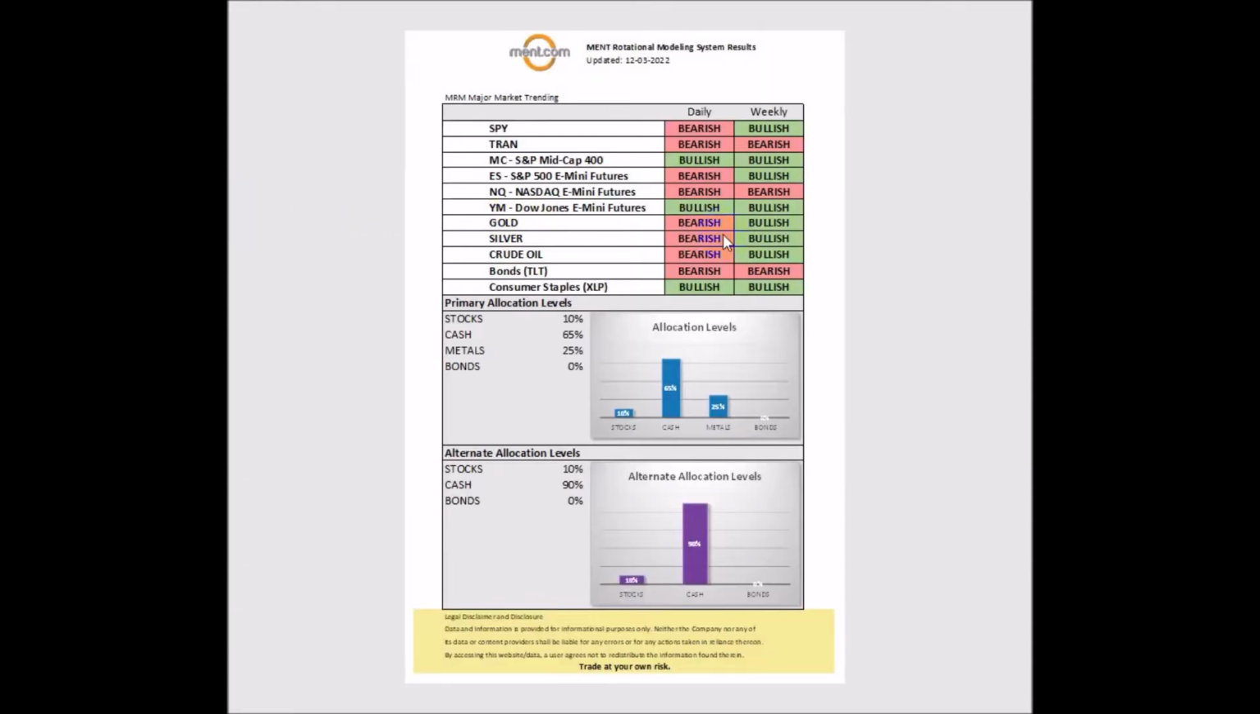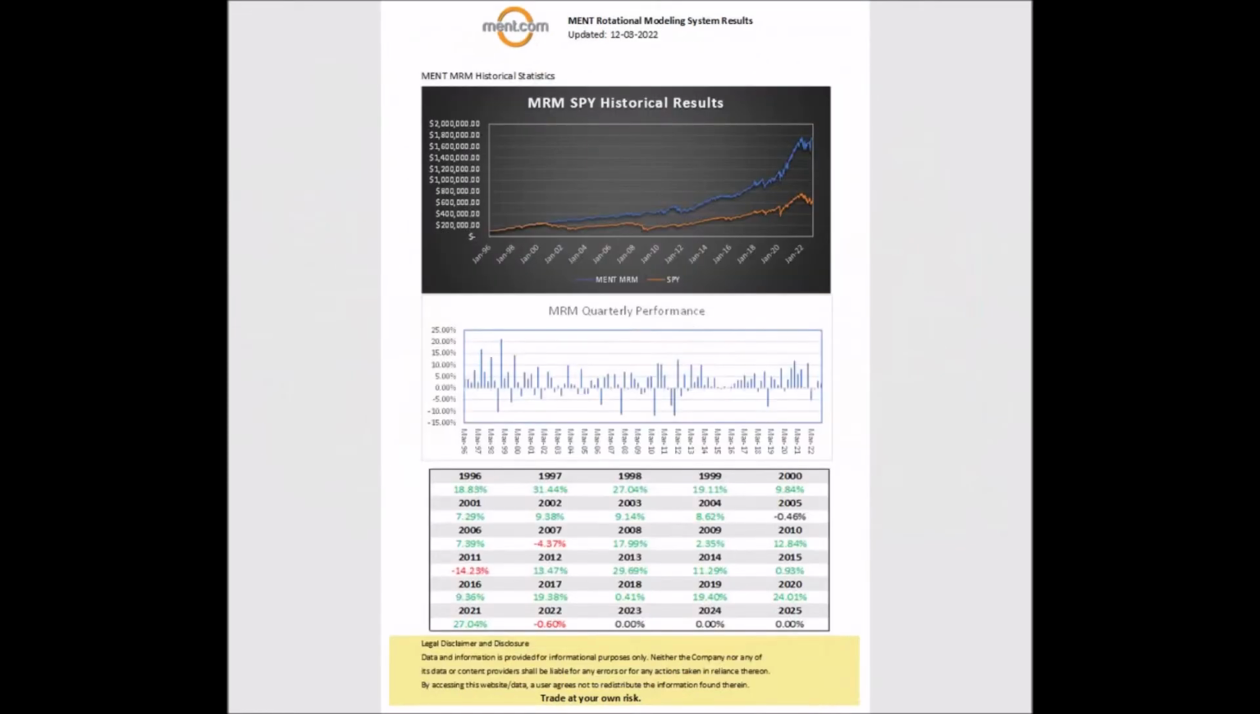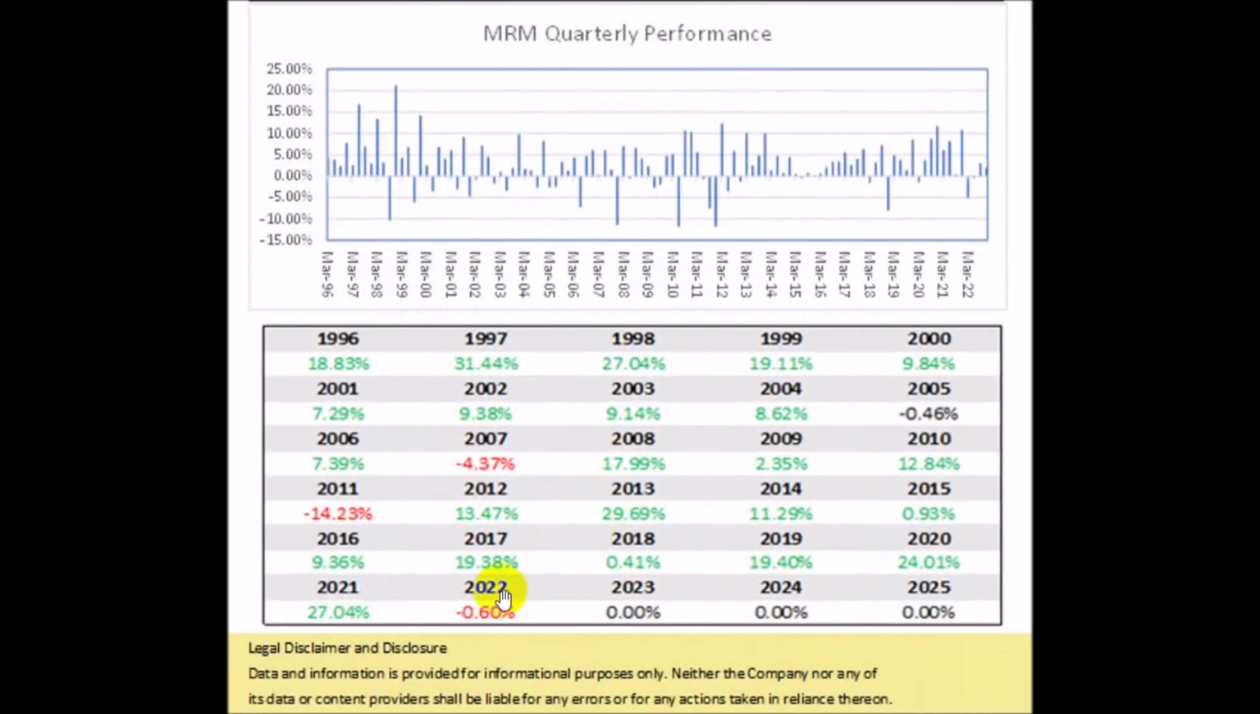Now, our rotational modeling system is right here, and has performed extremely well. What I want to point out here, ladies and gentlemen, is we are about to move into positive territory. Depending on what happens through the last couple of weeks here, we may see the rotational modeling system move into positive returns for the end of 2022.